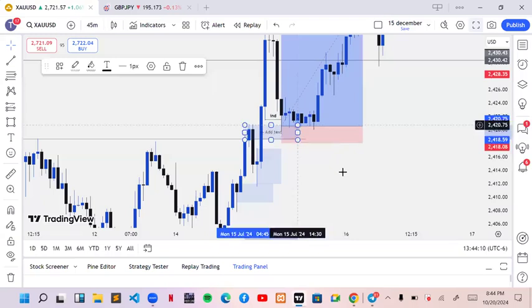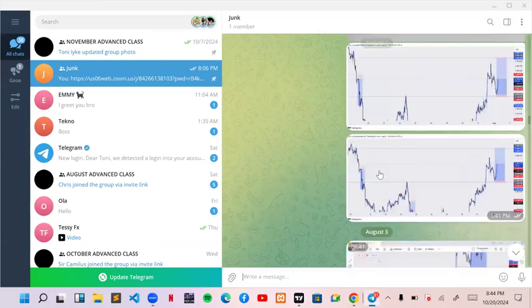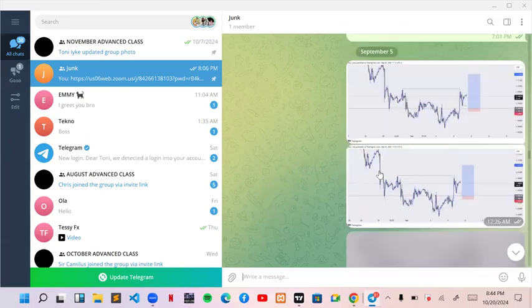And then when price tapped it, it started reversing. I think I have the trade when I took them. So let me see if I can find it.